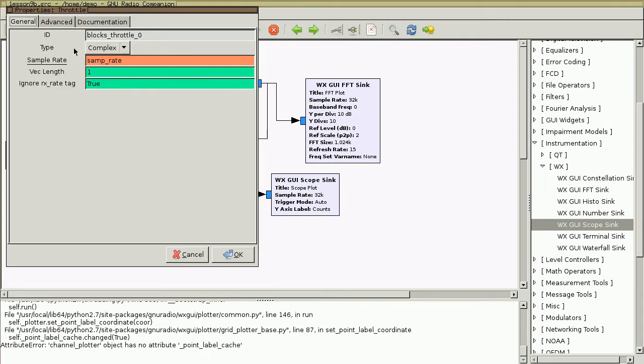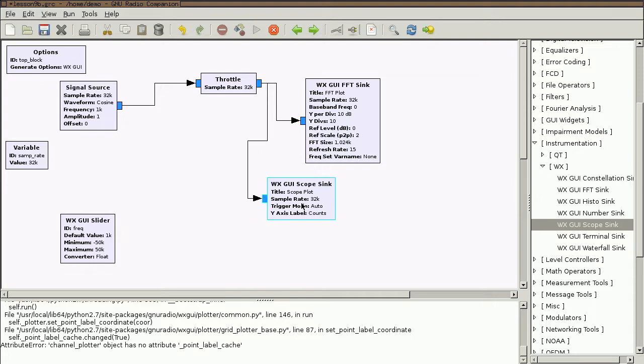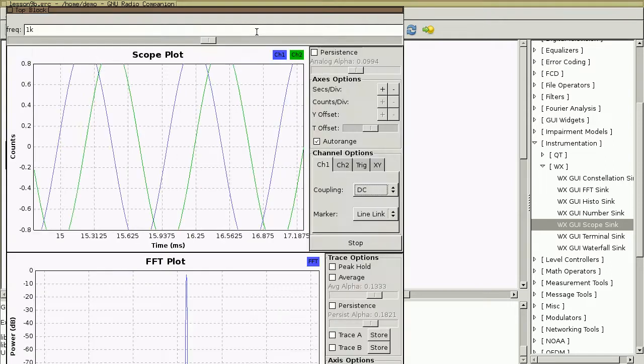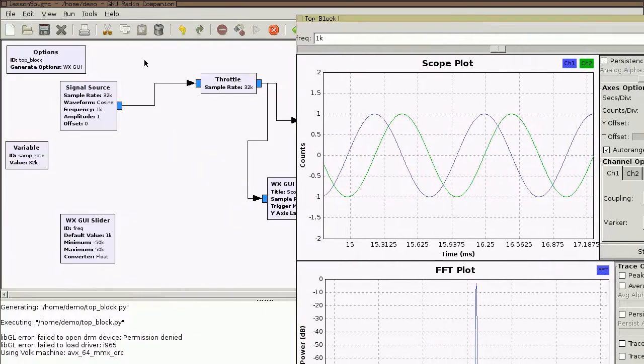And you can see that every single block in this flow graph is set to use the complex data type. So if we're pumping a complex number into a scope sink, then we should actually see a real part and an imaginary part. And what we see here in the scope plot is the real part in blue and the imaginary part in green, called channel 1 and channel 2. So it turns out that this signal source was lying to us all along about the fact that the waveform it's producing is a cosine wave. In this case, it's not a cosine wave. It's actually a complex exponential.